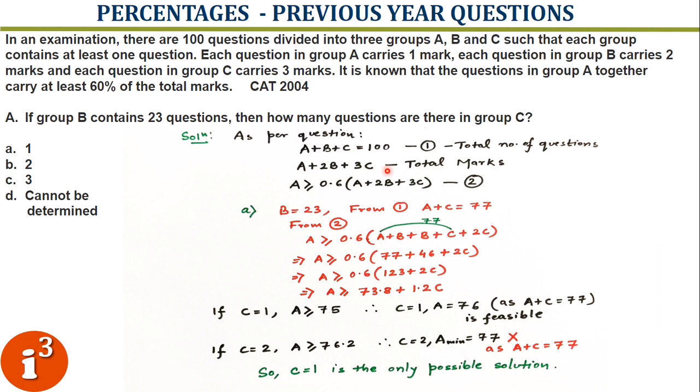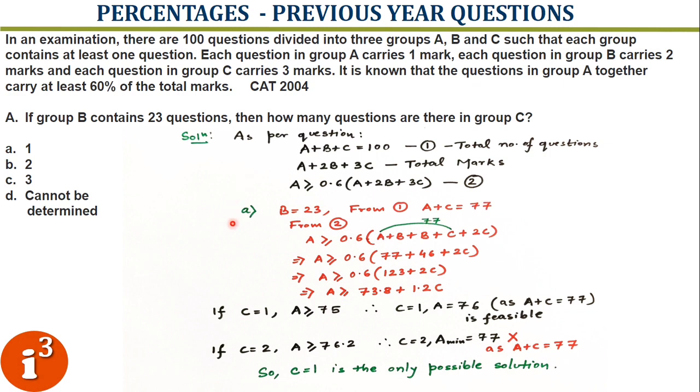The next thing given in our question is A should be greater than or equal to at least 60% of total marks. So A should be greater than or equal to 0.6 times A plus 2B plus 3C. Now it is given in our question that B equals 23. So if B equals 23, we substitute the value of B in equation 1, and we see if B is 23, then A plus C is 77.